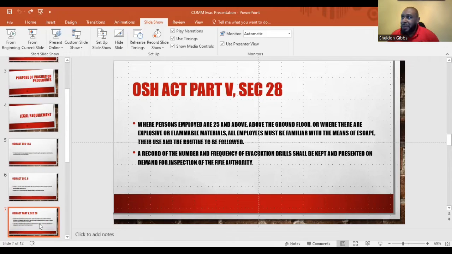As GSAFE, we recommend in some facilities that we do an evacuation drill probably twice a year, and in others where there are more risks, we change that to probably once per quarter.